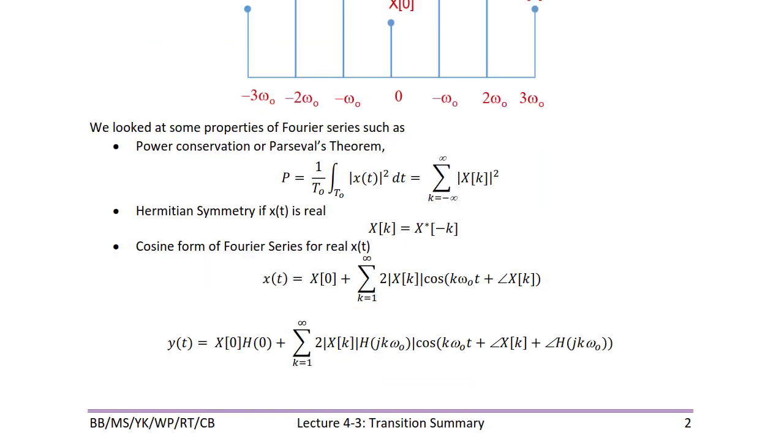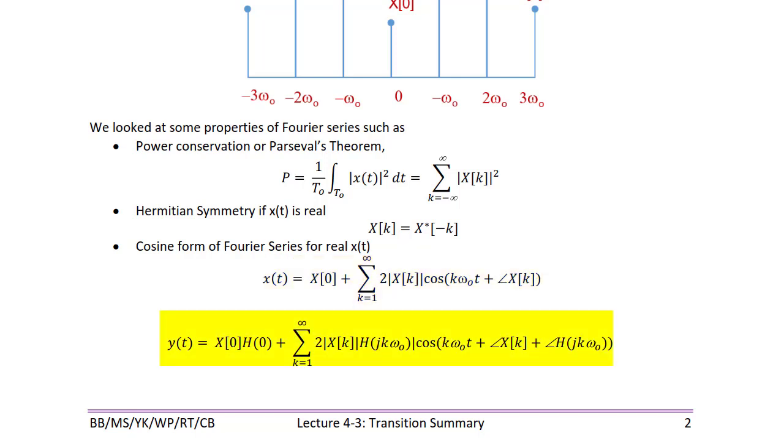We also found the cosine form for the Fourier series for real x(t) as x(t) is equal to X[0] plus the summation from k equals 1 to infinity, 2 times the magnitude of X[k], cosine of kω₀t plus the angle of X[k].